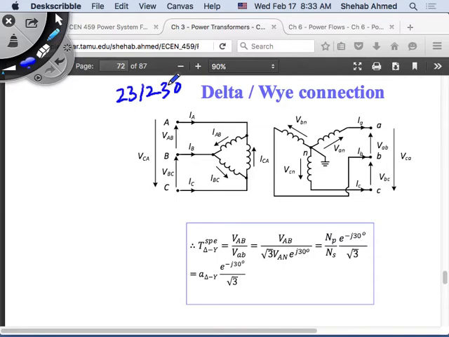But I'm saying, what if it was not? What if this was given as a delta star transformer with 23 kilovolts on the primary and 230 kilovolts on the secondary? How do you find the turns ratio? So basically this voltage now is 23 kilovolts. What is the magnitude of this voltage? These two windings are in parallel, so they're on the same core, right? So what is the voltage of this? We don't know that yet.